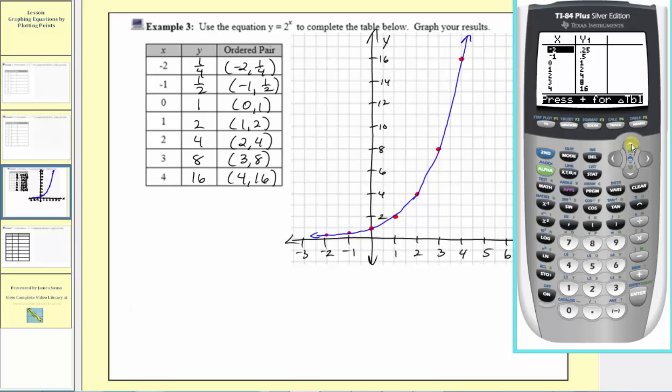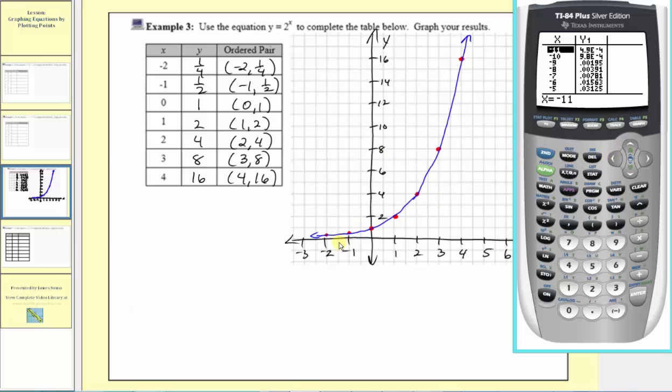And if we scroll up, we can also see that as the inputs decrease, notice how the outputs or y values are approaching 0, but they'll never actually reach 0. Notice here the outputs are expressed using scientific notation, and that's because they're very small, still approaching 0. Now let's check our graph.